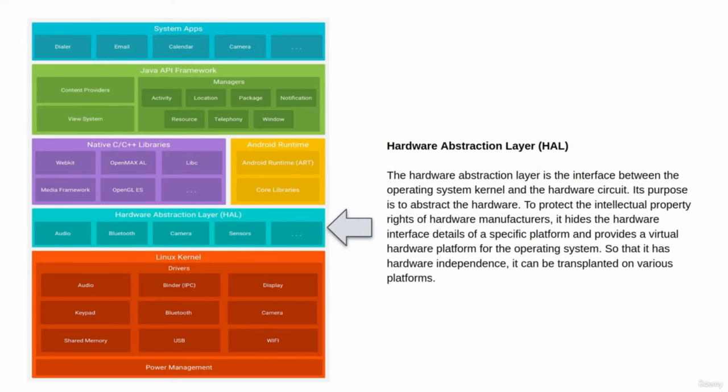Now let's look at the hardware abstraction layer. The hardware abstraction layer is the interface between the operating system kernel and the hardware. Its purpose is to abstract the hardware. To protect the intellectual property rights of the hardware manufacturers, it hides the hardware interface details of a specific platform and provides a virtual hardware platform for the operating system, so that it has hardware independence. It can be transplanted on various platforms.